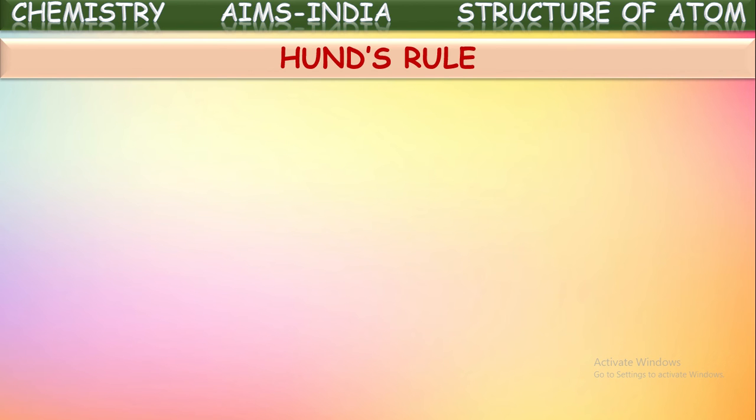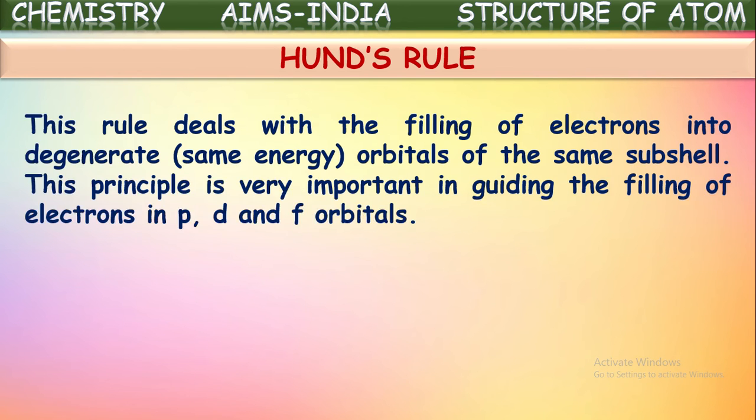Okay, next rule, Hund's rule. So, the Aufbau principle explains how electrons occupy different subshells. Based upon the n plus l value, electrons occupy the orbital or subshell having lower energy first. After filling these lower energy levels, electrons occupy higher energy levels. That is explained by the Aufbau principle. Now let us see Hund's rule.